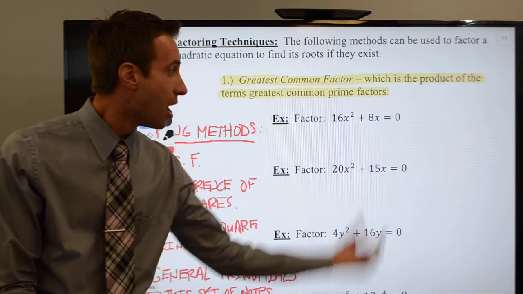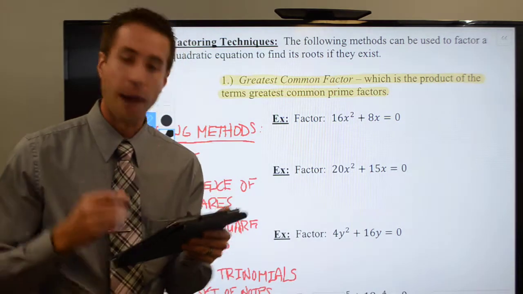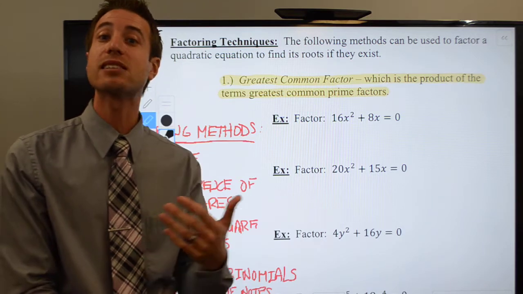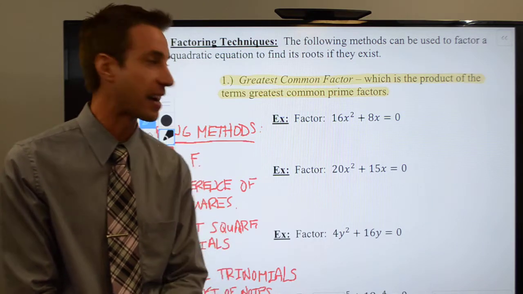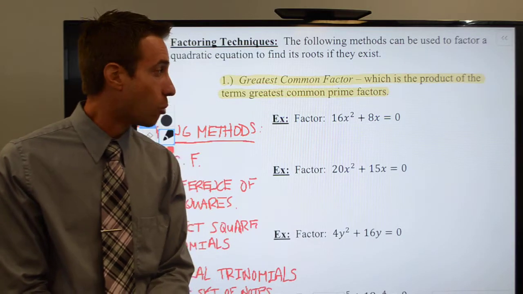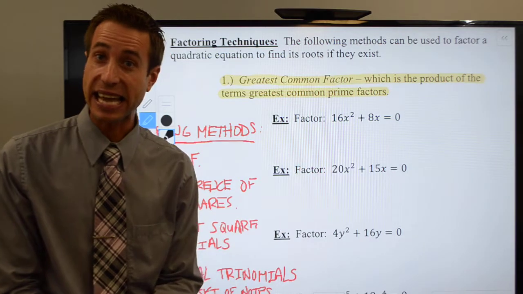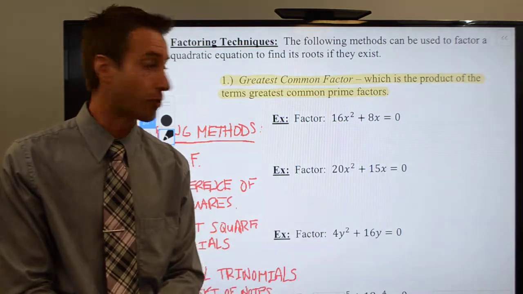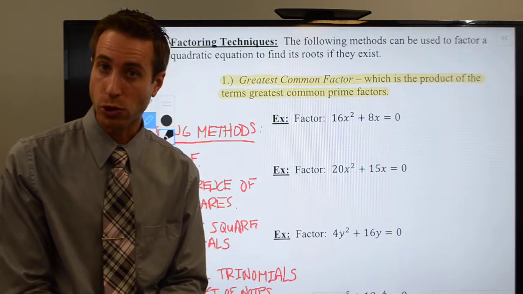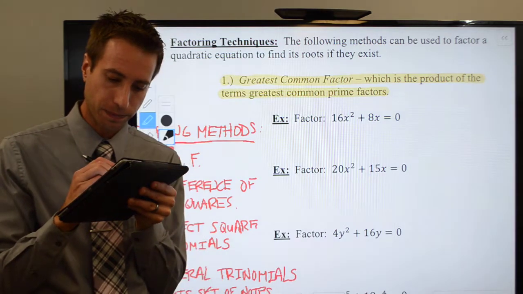So here we go. I have x squared plus 8x is equal to 0. I'm going to check for a GCF first. What is the greatest common factor I can pull out of a 16x squared and an 8x? Well, 8 goes into both 16 and 8, so I can pull an 8 out of both of those. I have an x squared and an x, so it looks like I can also pull an x out of both of those. So that's what we'll do.